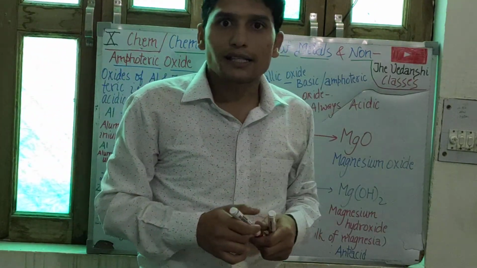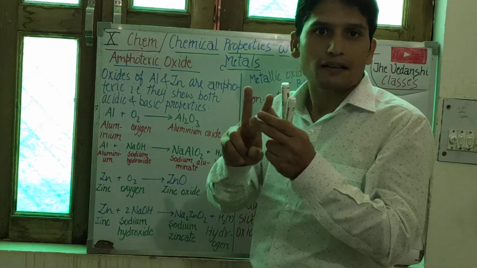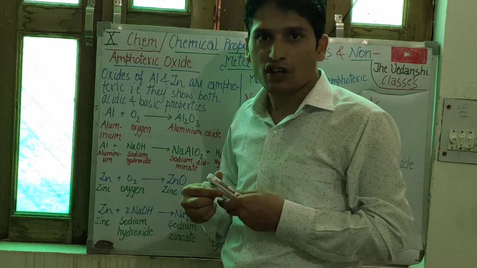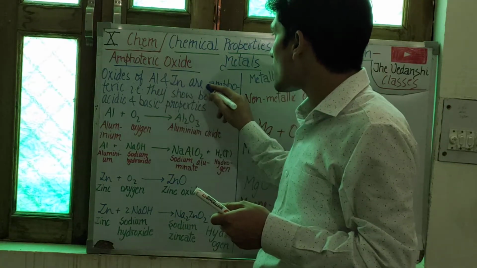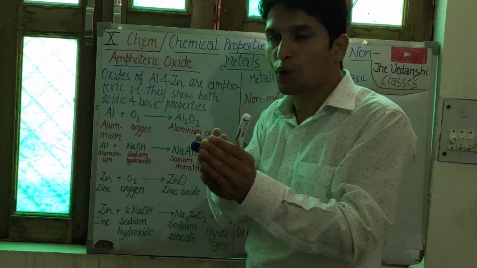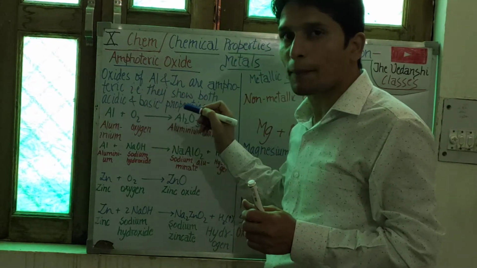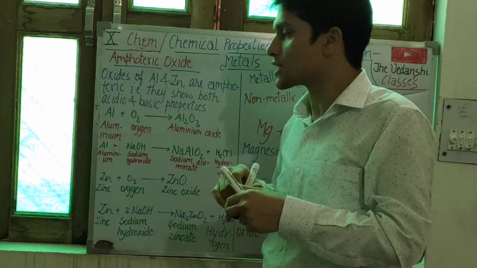Yesterday I told you the example of the amphoteric oxide. That means there are two metals, aluminium and zinc. They form amphoteric oxides. That means the oxides of aluminium and zinc are amphoteric. Ampho means both, that means they show both acidic and basic properties. They show both properties, acidic as well as basic.